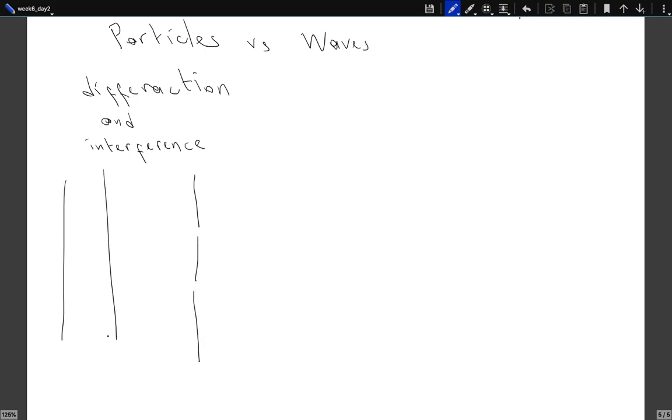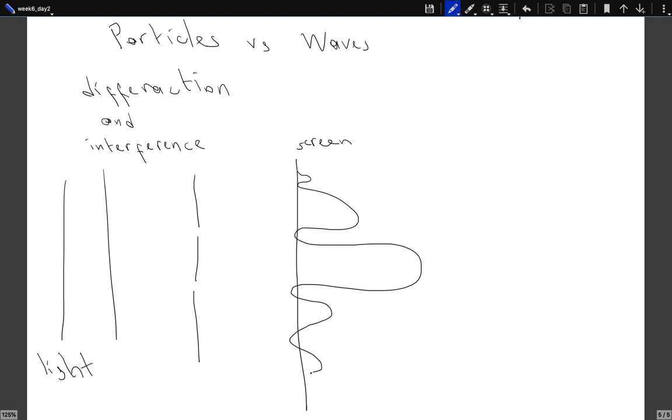Meaning that if you have two waves, the typical example is the double slit experiment. You send some light into the double slit experiment. On the other side, you have a screen. And you would see that you would have such an intensity pattern on the screen.